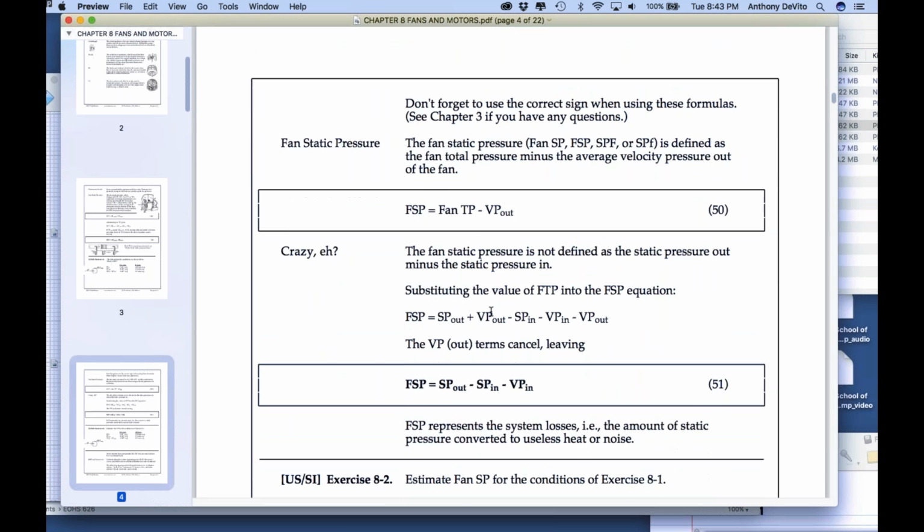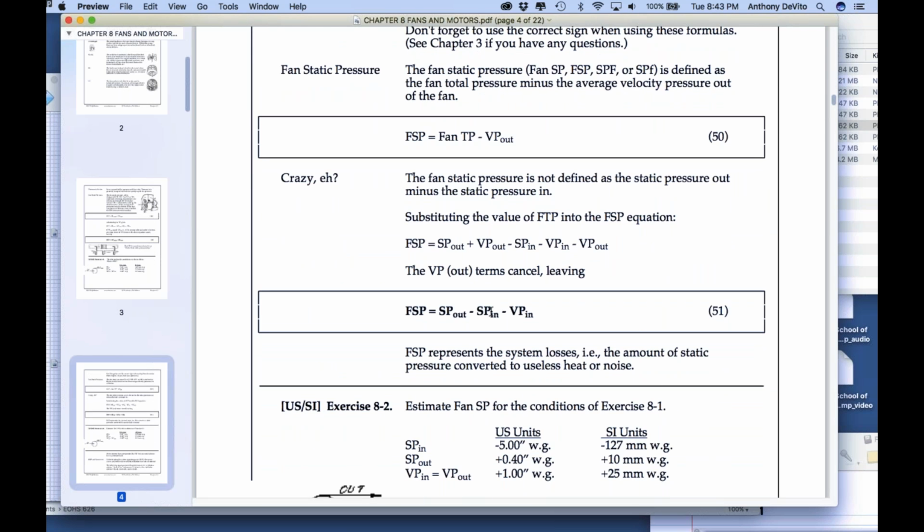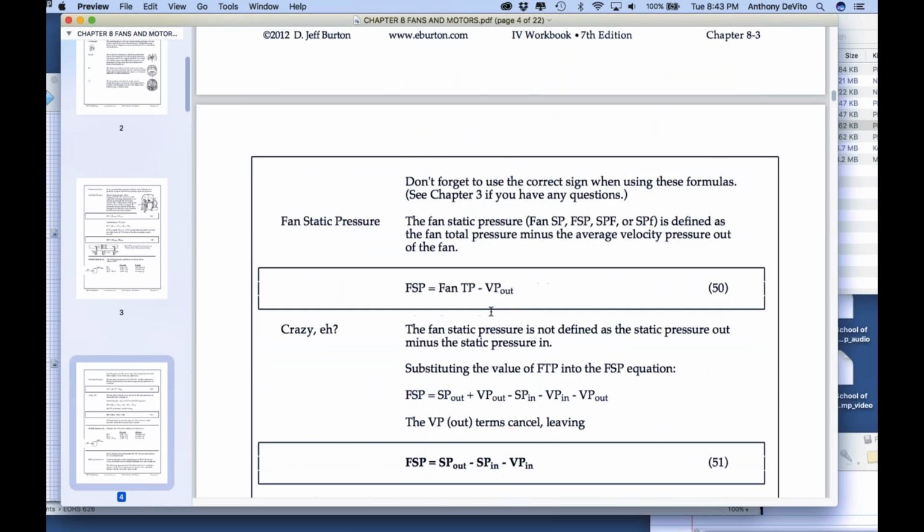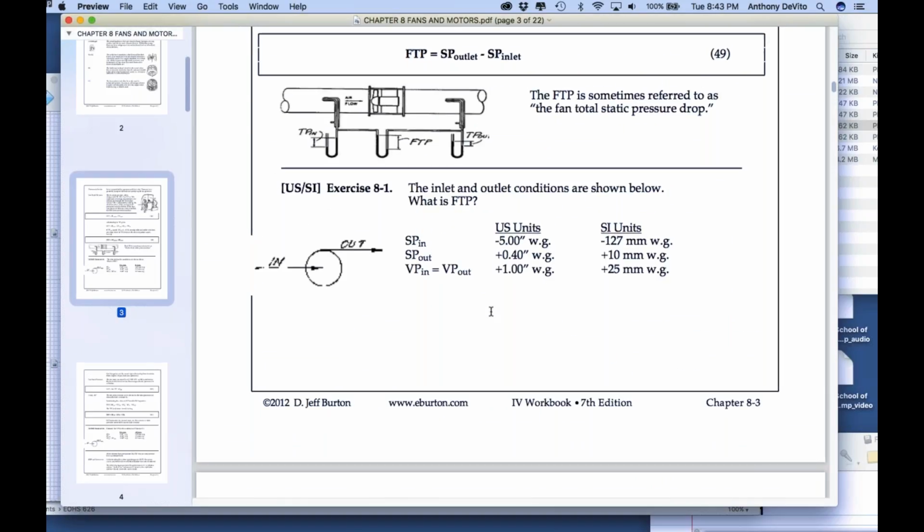Okay, let's take a look at this. 5.4. Yeah, 5.4. No, hang on. We don't see the velocity. All we want is the static pressure out minus the static pressure in. Both are minus. A minus becomes a plus, right? So this becomes a plus. That's 0.4 plus 5, which is going to be 5.4.